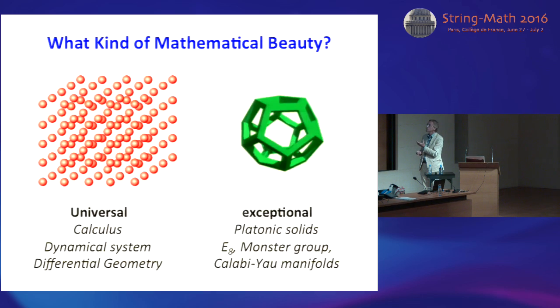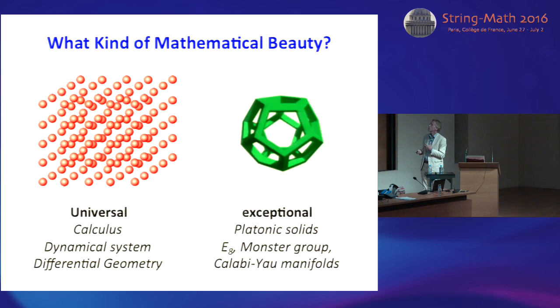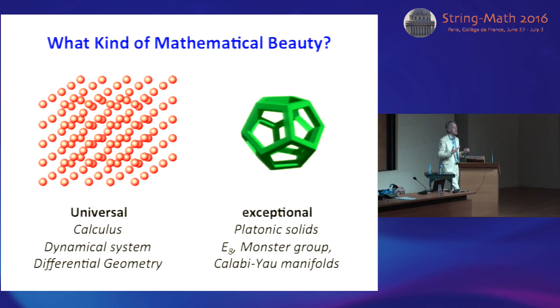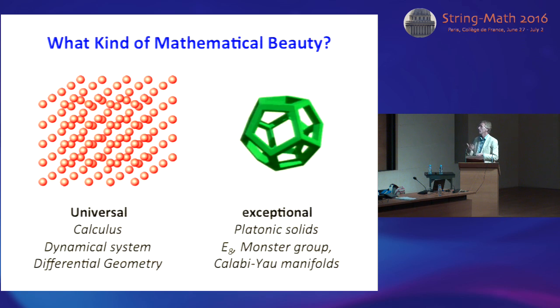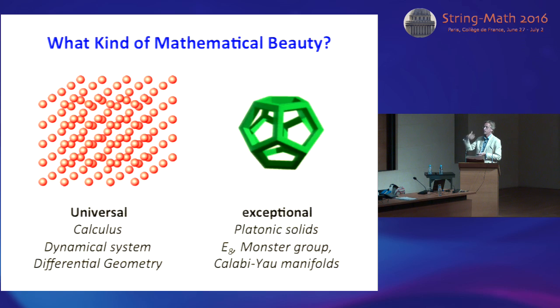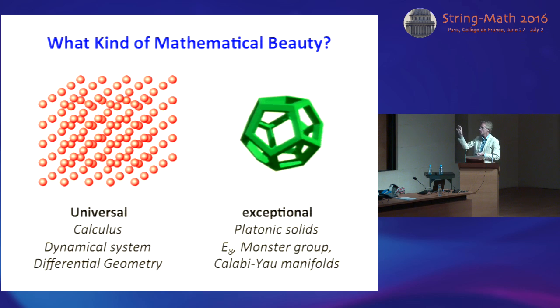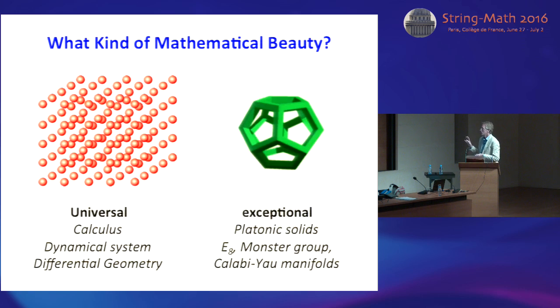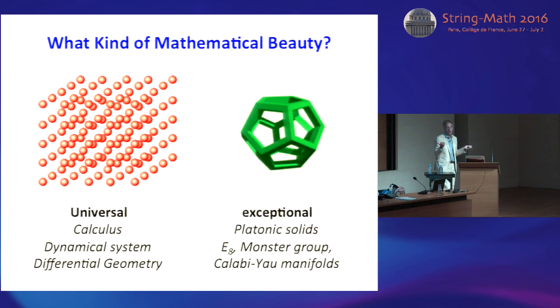So you can kind of ask, if you're looking for mathematical objects that would describe the real world, we find them beautiful, what kind of beauty are we looking for? Are we looking for things which are like differential equations or dynamical systems, very general concepts, or are we looking at exceptional structures like the Platonic solids, or special manifolds? And I think honestly we are confused about this.